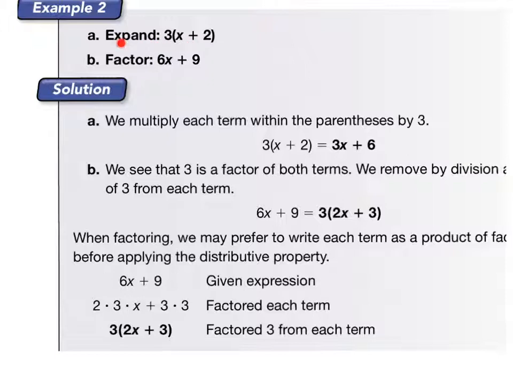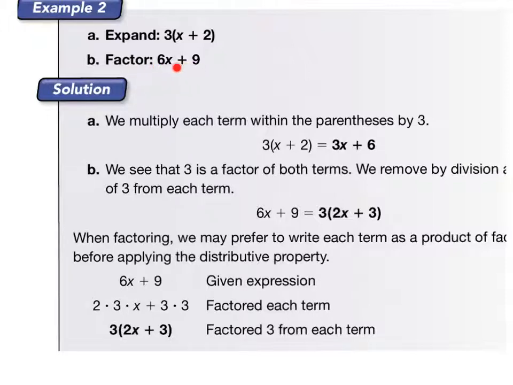All right, expanding. So example 2, write it down. You want to expand, that means to multiply. Take the 3 times the quantity X plus 2. You take the 3 and multiply it times the X, so you get 3X. And then you take the 3 and multiply it times the 2, and you get 6. So this is an equivalent expression, and we've expanded.